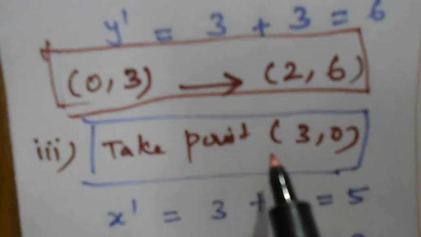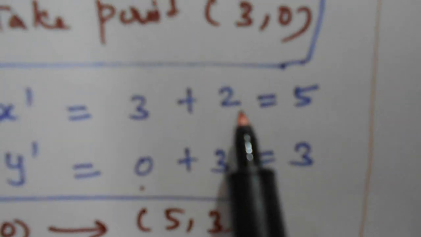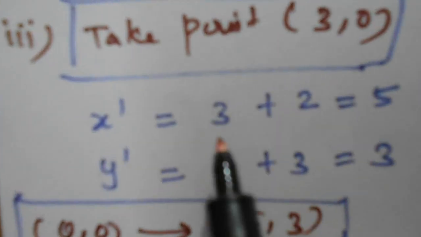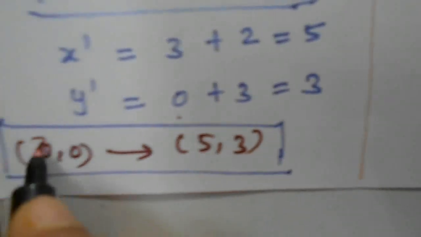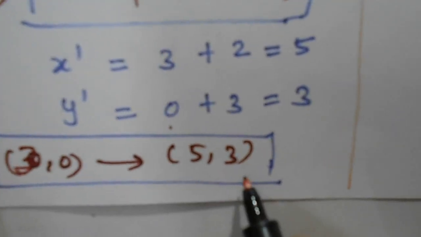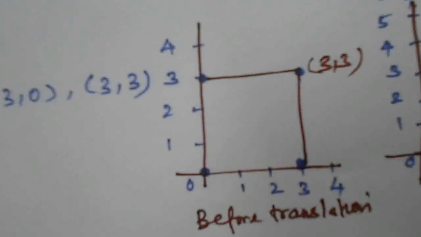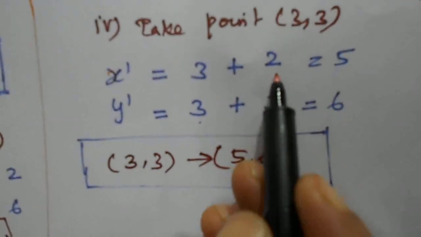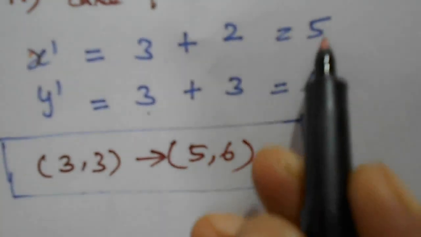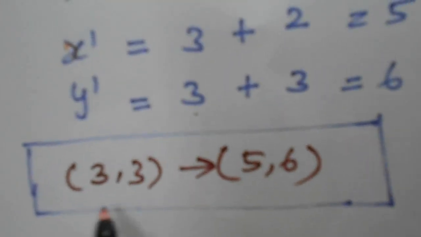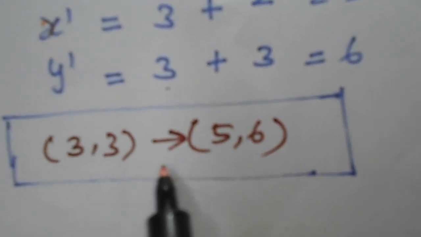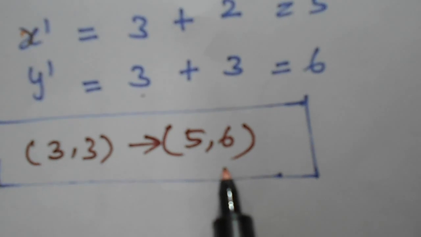Now let's take the point 3 comma 0. x is 3, y is 0, Tx is equal to 2, Ty is equal to 3. After the translation, the coordinate 3 comma 0 becomes 5 comma 3. Now we take the last coordinate 3 comma 3. x is 3, y is 3, Tx is 2, Ty is 3. After the addition, we obtain 5 comma 6.